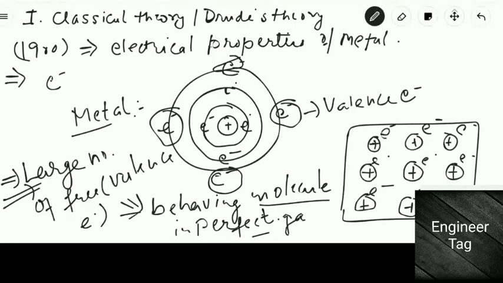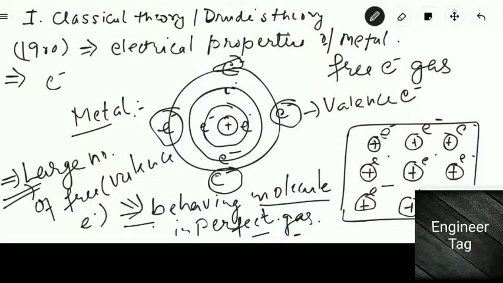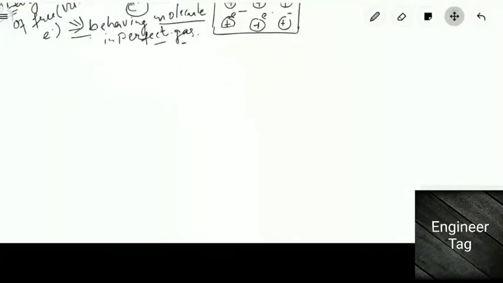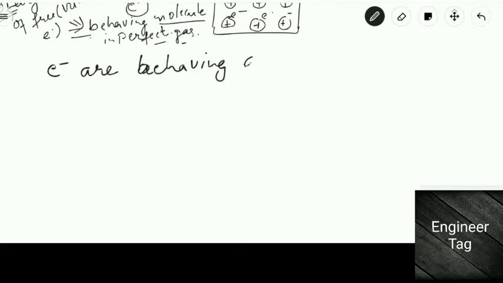Perfect gas. Okay. So this theory was also named the free electron gas theory, because he considered the electron as a molecule in a gas. So this theory is also named your free electron gas theory. Electrons are behaving as molecules in a perfect gas.